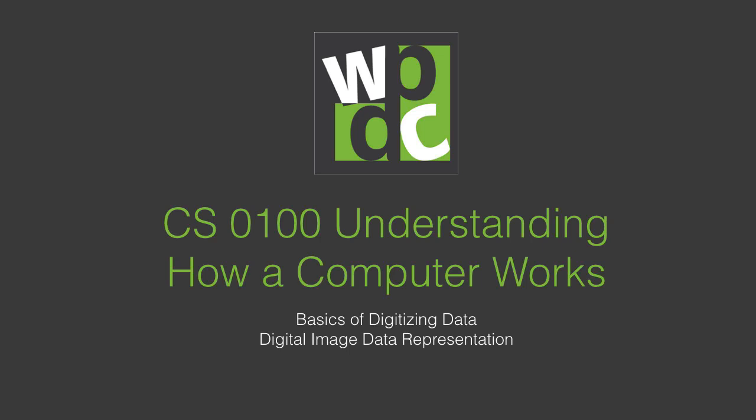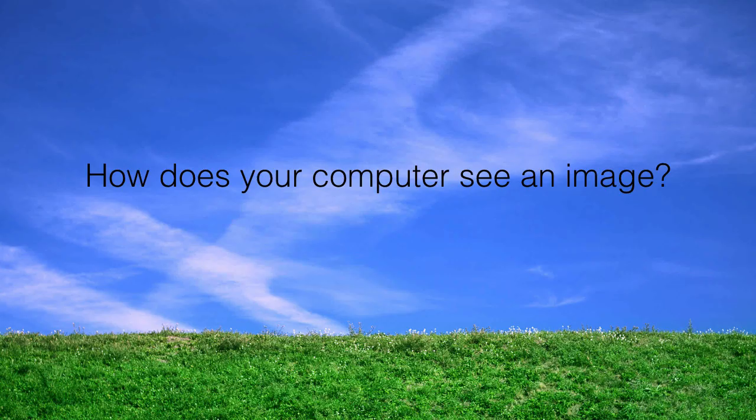How do computers see pictures? So, digital image data representation. So we see a picture. For example, we see this picture. How does your computer see it?